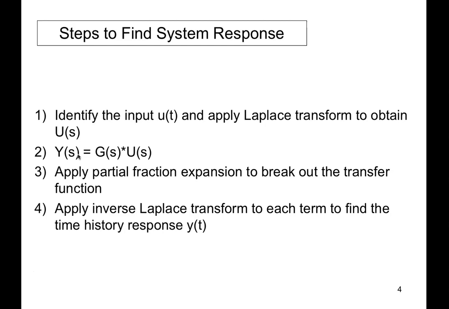So 4 steps from the transfer function. First, find the Laplace transform of the input, multiply that to the transfer function to give me the Laplace transform of the output. And then if I need to, do a partial fraction expansion, and then apply inverse Laplace transform to Y(s) to give me y(t). So 4 individual steps.